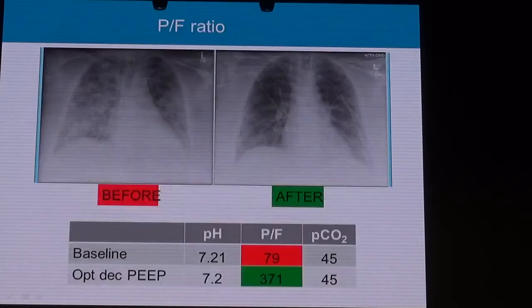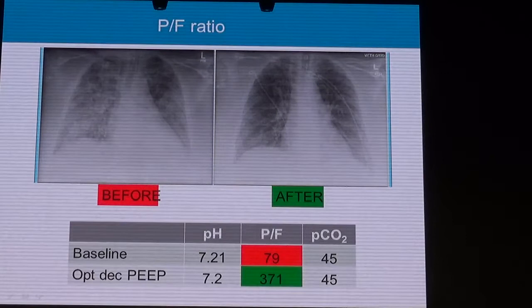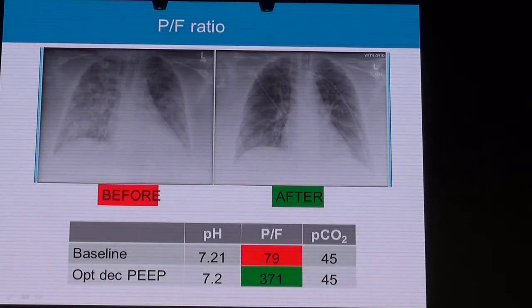So this was our patient after 6 hours, the chest X-ray and the PF ratios, which remarkably improved in this patient that was also hemodynamically compromised.